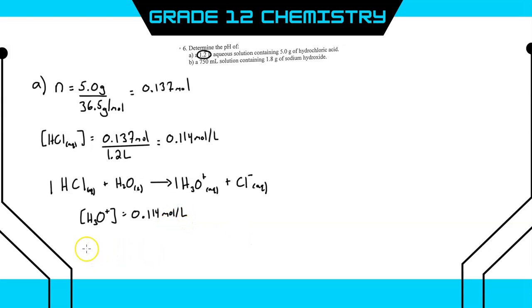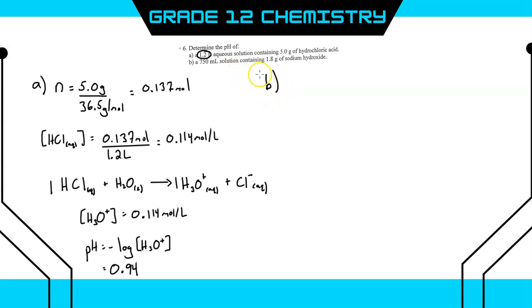So now we can use our formula for pH, which is negative log of the concentration of hydronium. Since we know that now, we can plug this into our calculators, and we get the pH to be 0.94, so very acidic. We're going to do something similar for B.